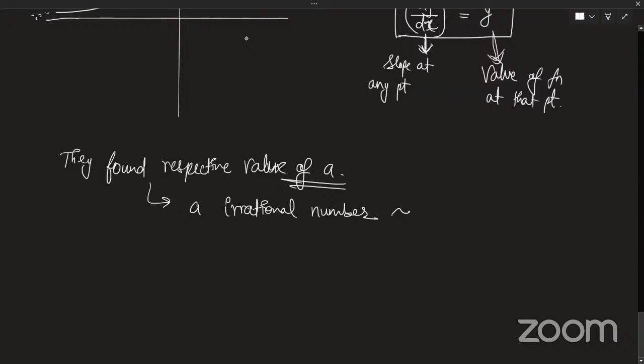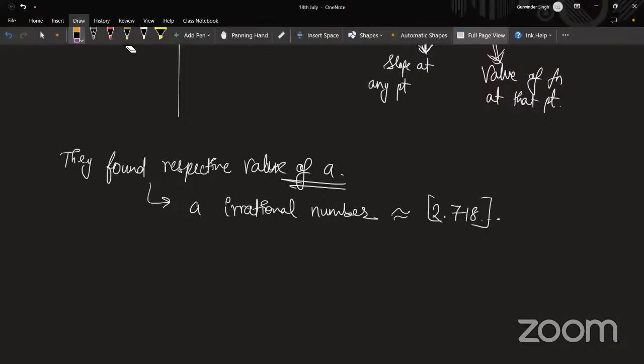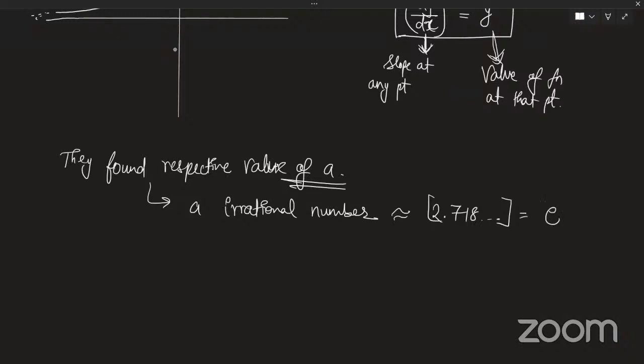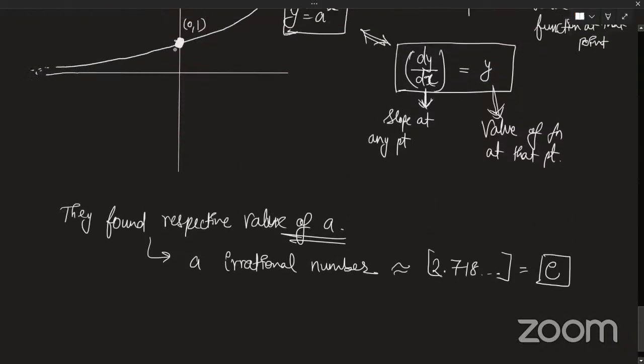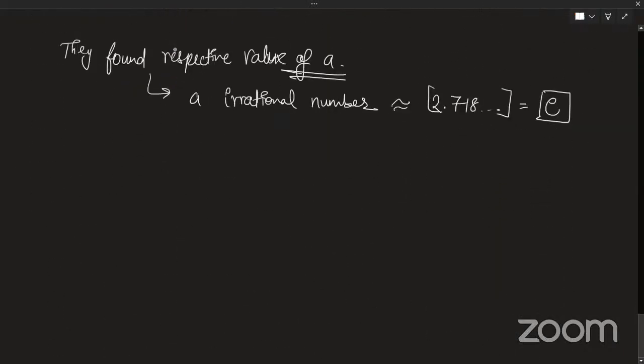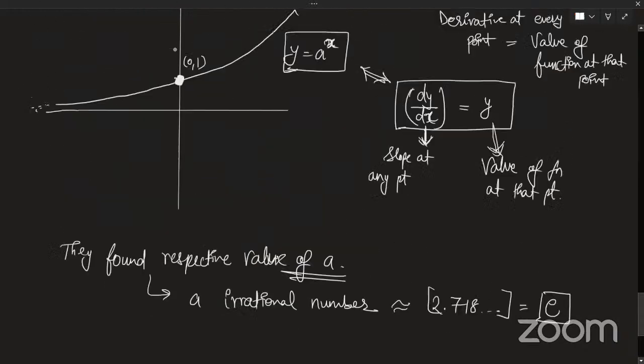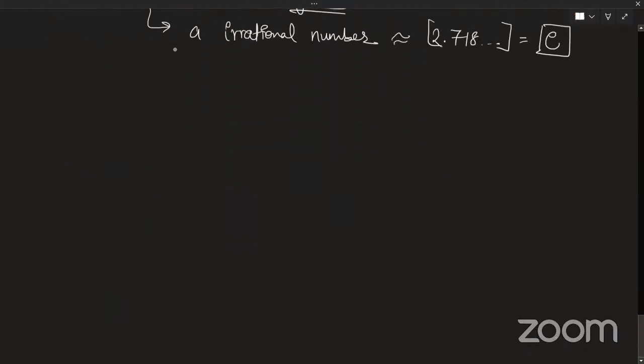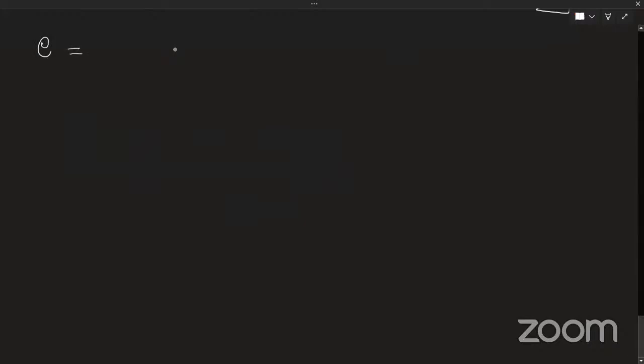This irrational number's value was somewhere around 2.718, something like this. An irrational number means it continues to infinite decimals. And they call this number e, the natural constant. So now you know what e means. e is basically an irrational constant whose value is somewhere around 2.718. It is there. Okay.